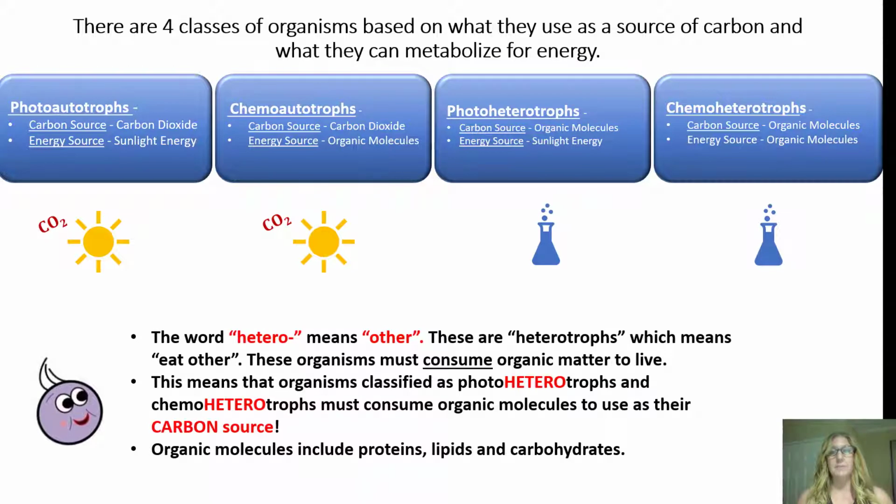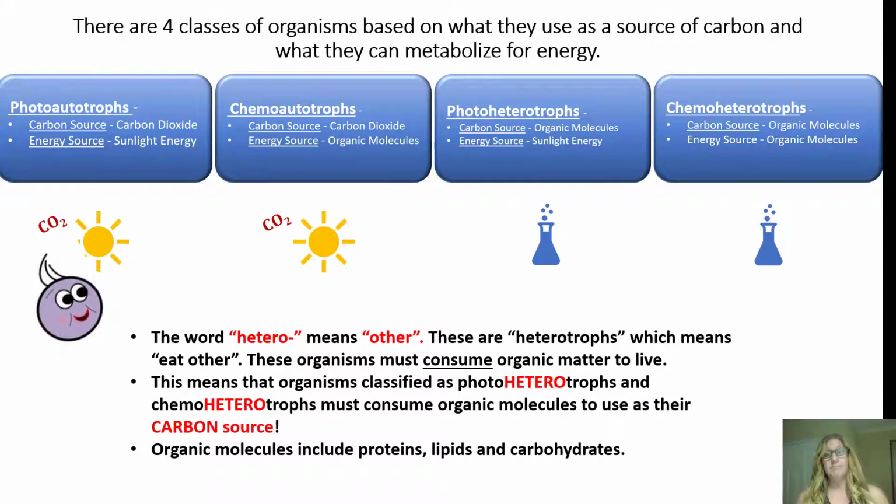The word hetero means other. These are your heterotrophs, which means eat other, but you can think of it as consuming organic matter in order to live. So this means that your photoheterotrophs and your chemoheterotrophs must consume organic molecules in order to use them for their carbon source. And remember, when I talk about organic molecules, we're referring to proteins, lipids, and carbohydrates.